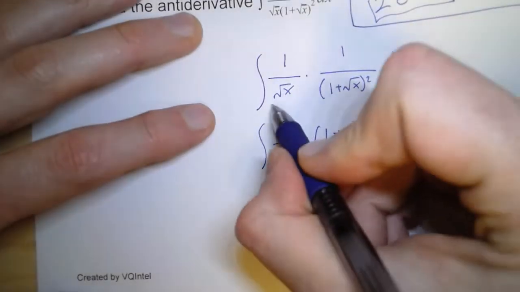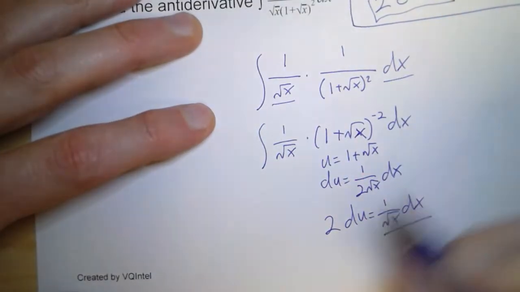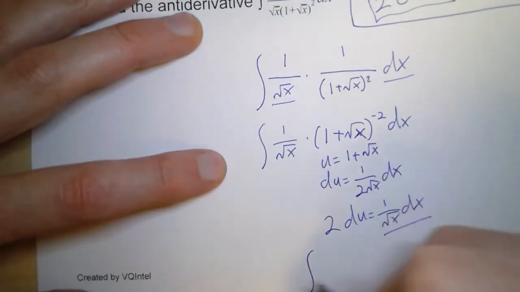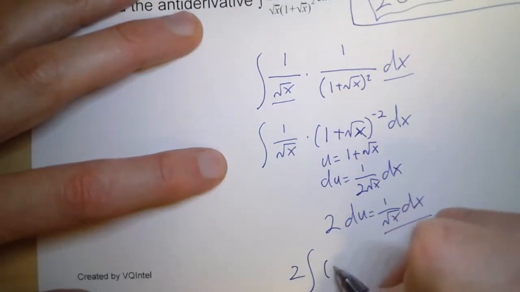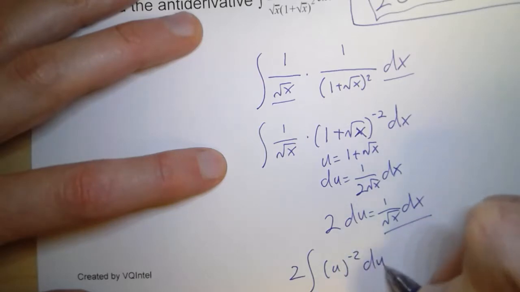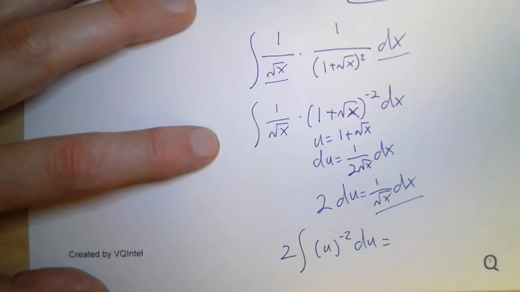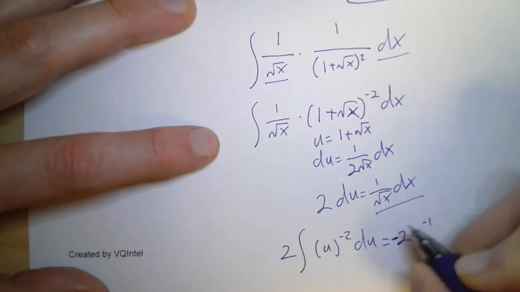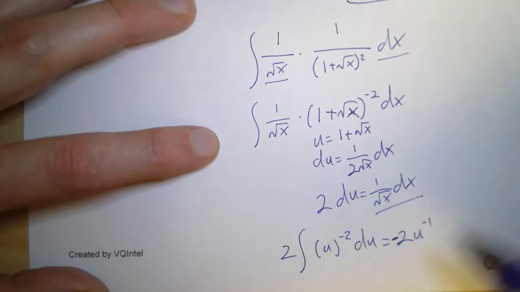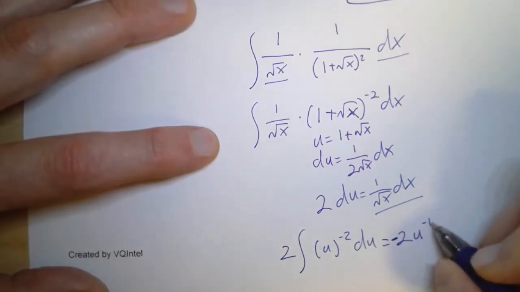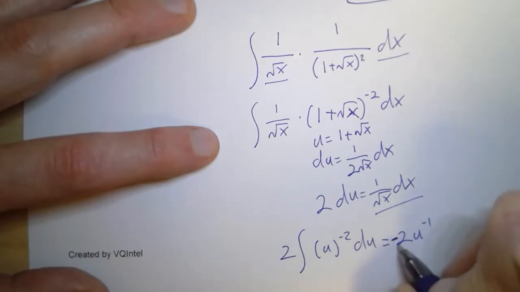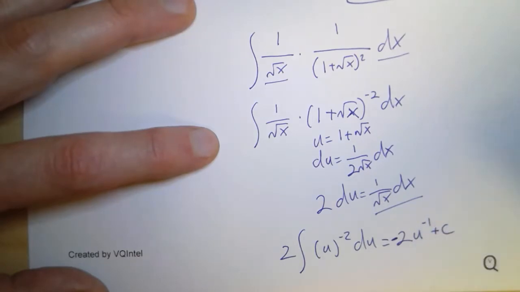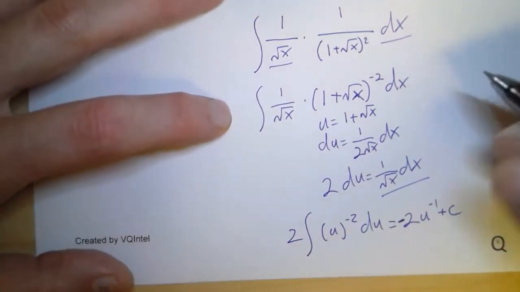So the 1 over square root of x and the dx will be replaced by 2 du. But then we have u to the negative 2 du. Now, using the power rule, this is going to become u to the negative 1. But we have to remember, wait a minute, we should have 2u to the negative 2 when we take the derivative. And that's going to involve bringing down the negative. And so that's why we make this negative here, so that when we bring down the negative, it'll cancel out. So it's negative 2u to the negative 1 plus c.